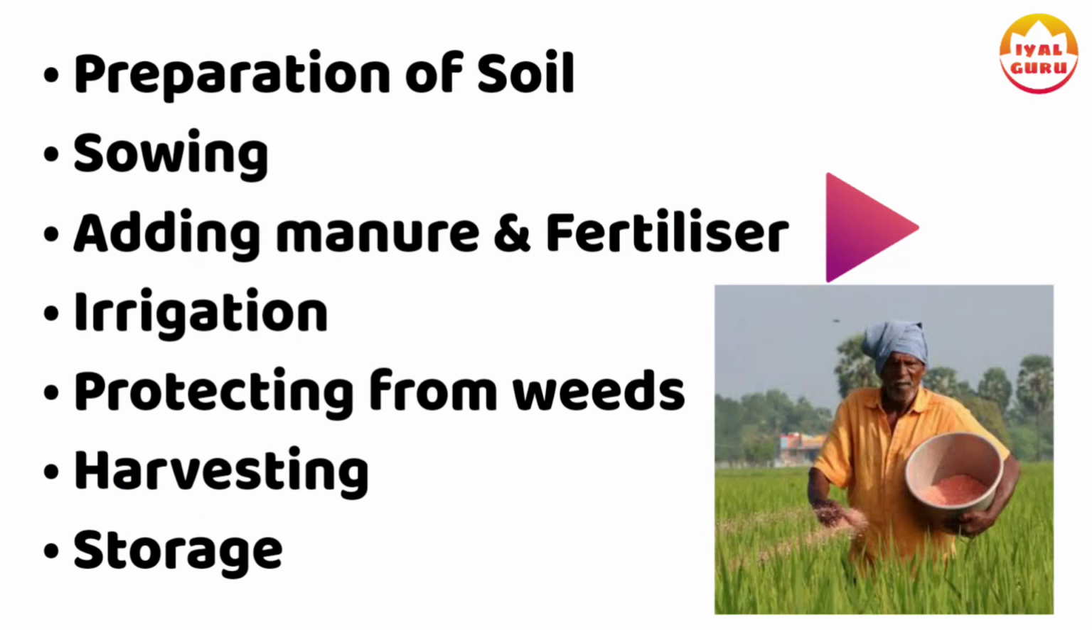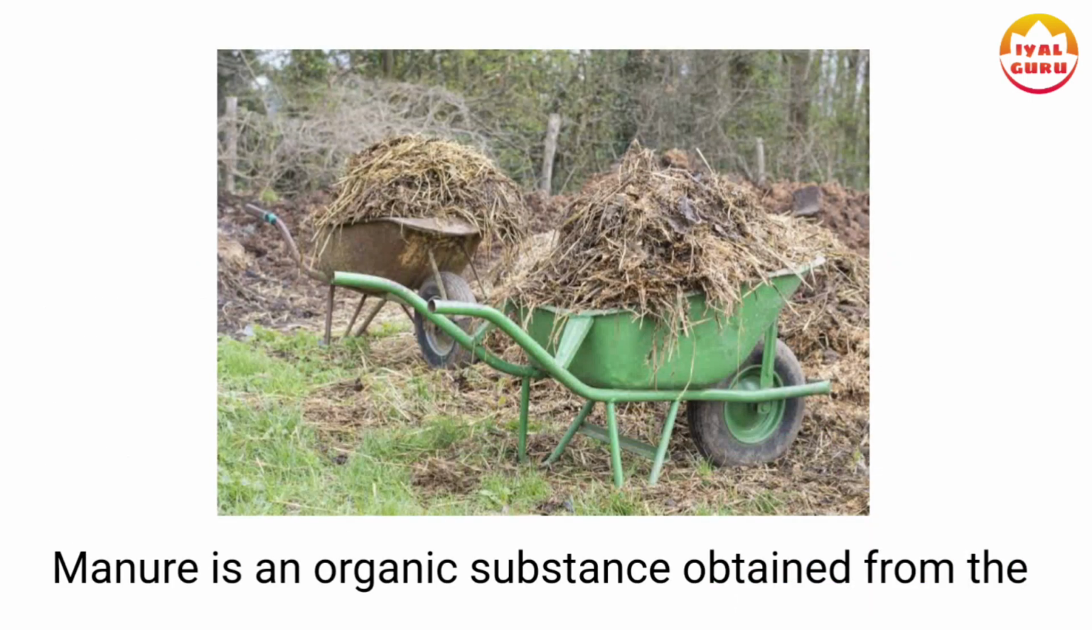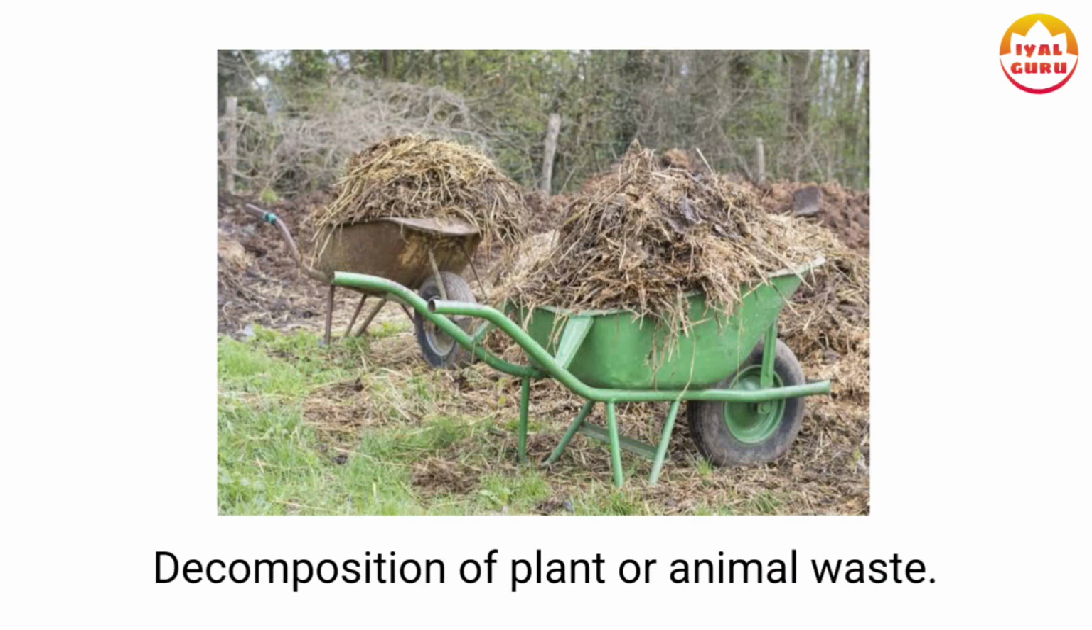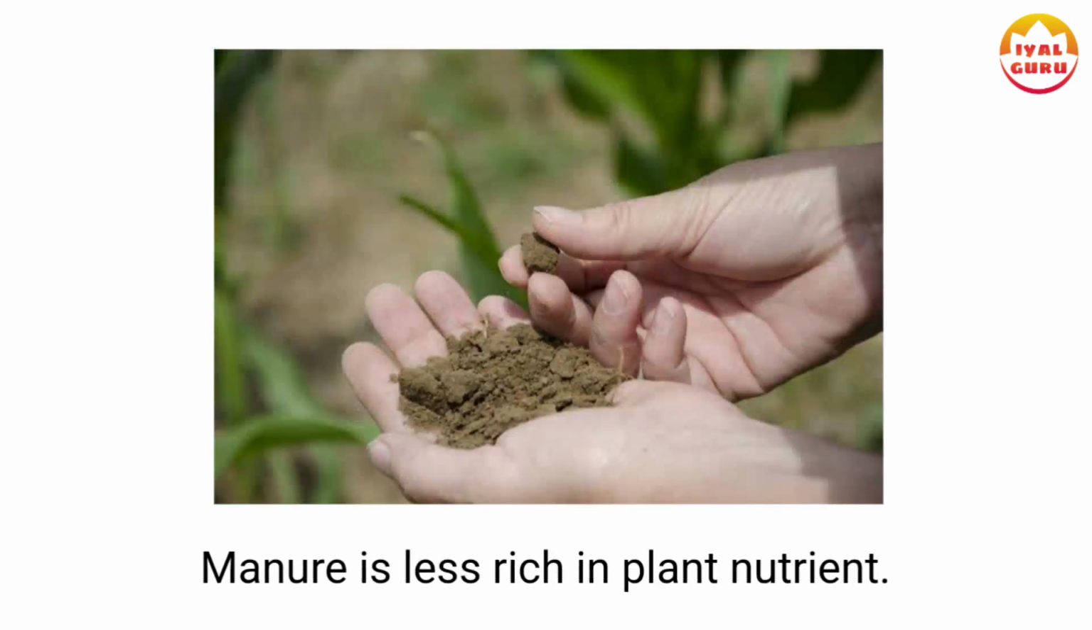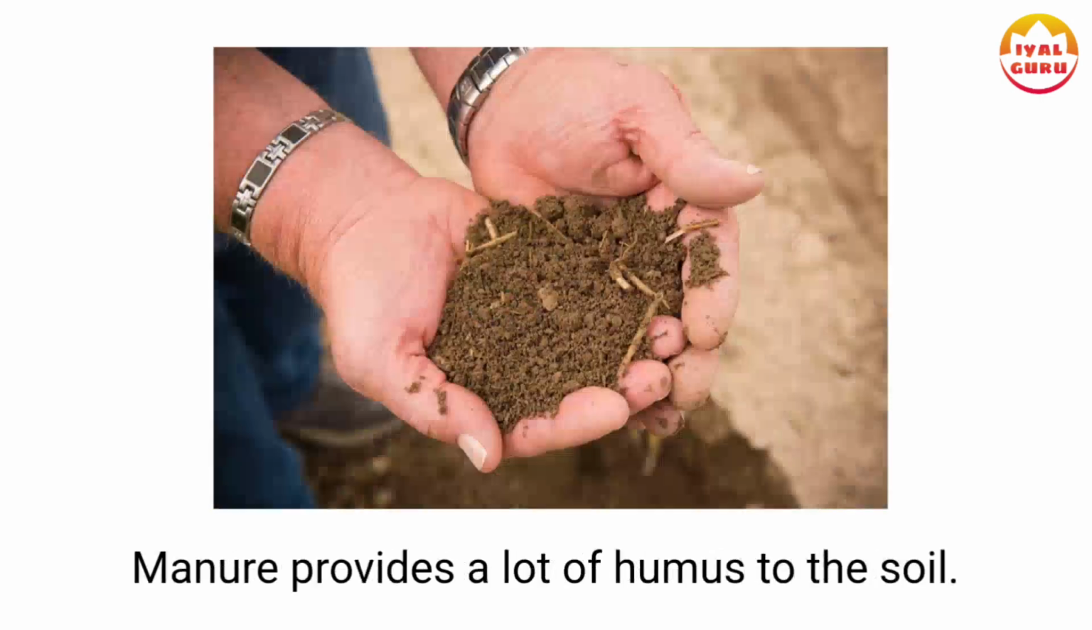adding manure and fertilizer. Manure is an organic substance obtained from the decomposition of plant or animal waste. Manure can be prepared in the field. Manure is less rich in plant nutrients. Manure provides a lot of humus to the soil.